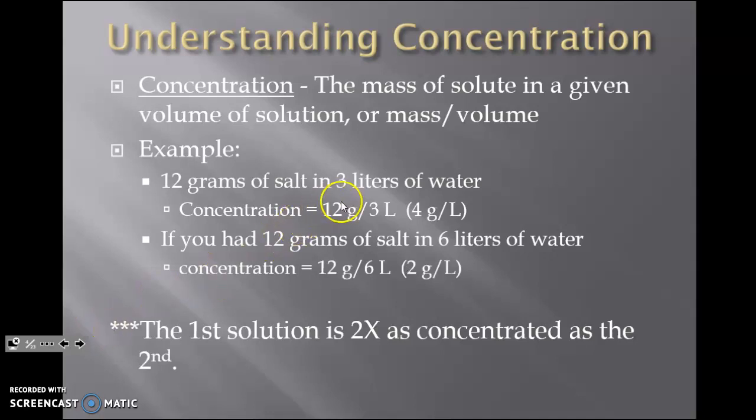So an example, 12 grams of salt in 3 liters of water. That concentration is 12 over 3, which is 4 grams per liter of salt in that solution. If you have 12 grams of salt in 6 liters, then you've got 2 grams of salt per liter in that solution. So as you can see, the more solvent you have, the less the concentration is, because you have the same amount of solute in these two solutions, but this has less volume here than this does. So the more volume you have, the lower your concentration is going to be.